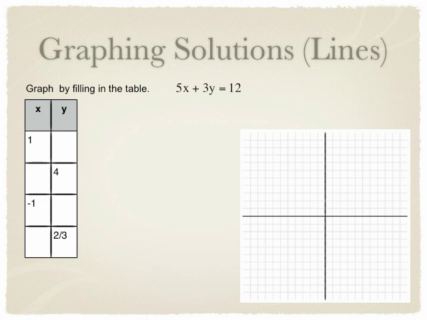So for the first point, if I know x is 1, I put 1 in for x. 5 times 1 is just 5. So I have 5 plus 3y equals 12. Now I need to solve for y. So I subtract 5 from both sides. If I subtract 5 from the left, I end up with 3y. I subtract 5 from the right, and I end up with 7. I get 3y equals 7. To solve for y, I divide both sides by 3, and I get y is equal to 7/3.